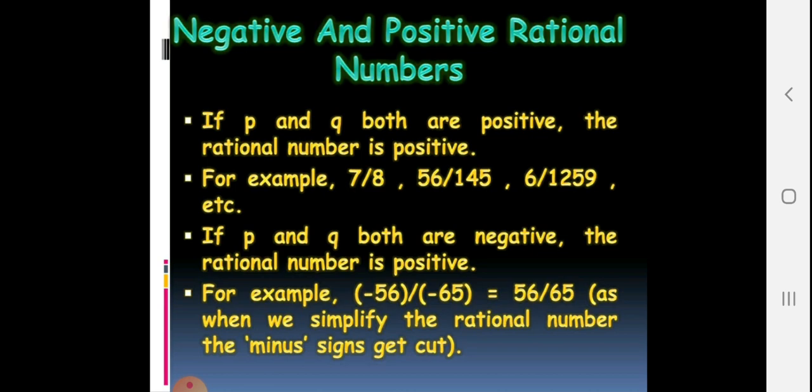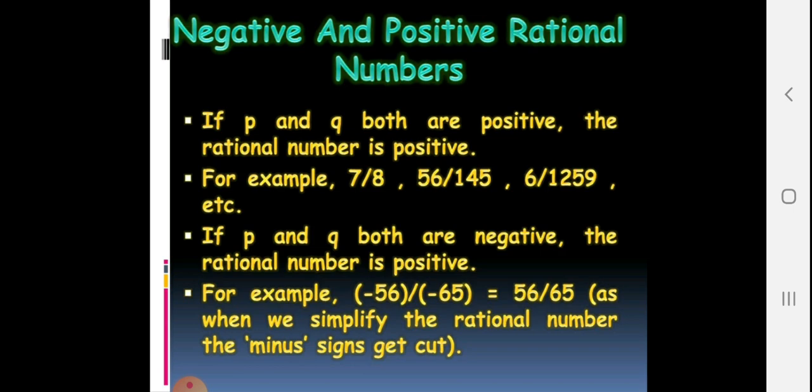Negative and positive rational numbers. So if p and q both are positive, the rational number is going to be positive. For example, 7 upon 8, 56 by 145, 6 upon 1259, etc.